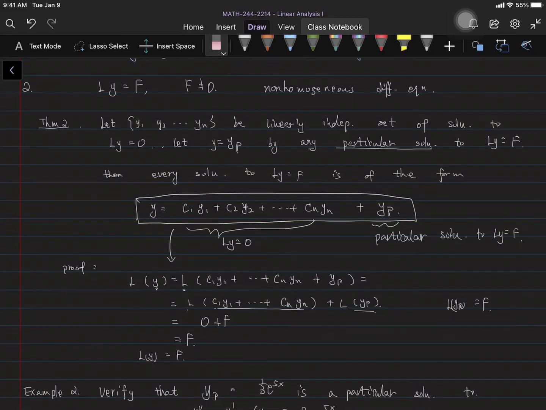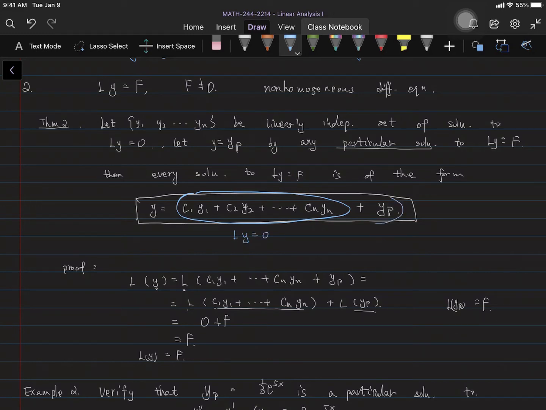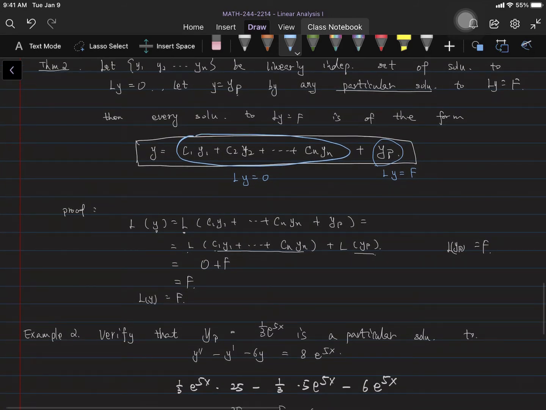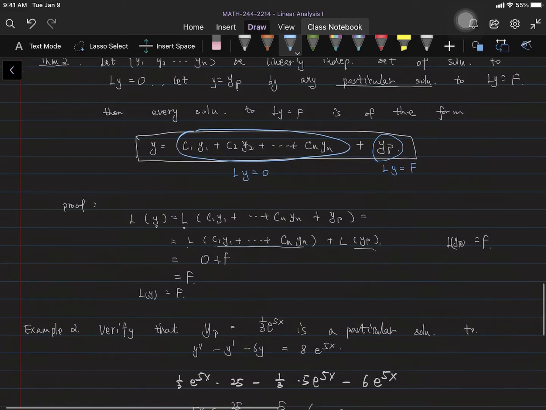It is made of two parts, okay? It is an addition, so you can see I'm going to circle it this way. This is the solution to the homogeneous differential equation, and this is the particular solution that satisfies the non-homogeneous equation. So this is the general solution. The general solution is made by the homogeneous solution plus the particular solution. Let's take a look at the proof.